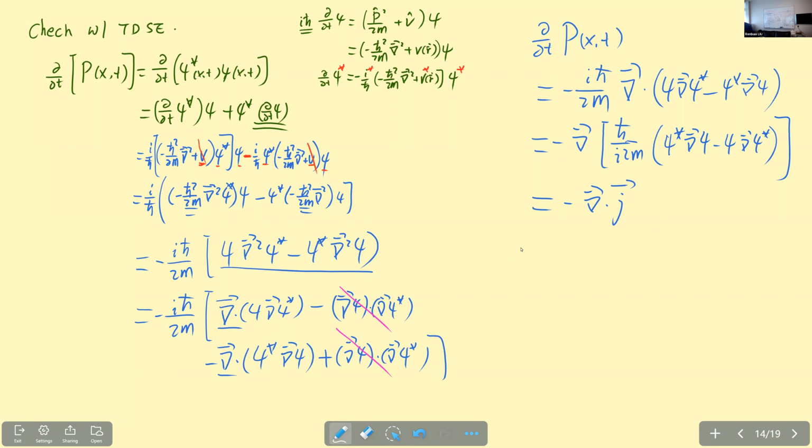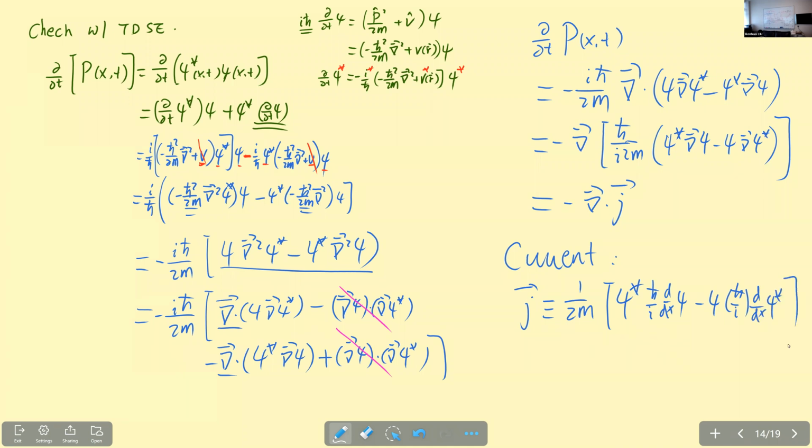So if we compare this one to the conservation law, you can have this current J written as 1/2m, h bar over i, d over dx of psi, or minus psi times h bar over i, d over dx of psi star. Right, so this one is very intriguing.